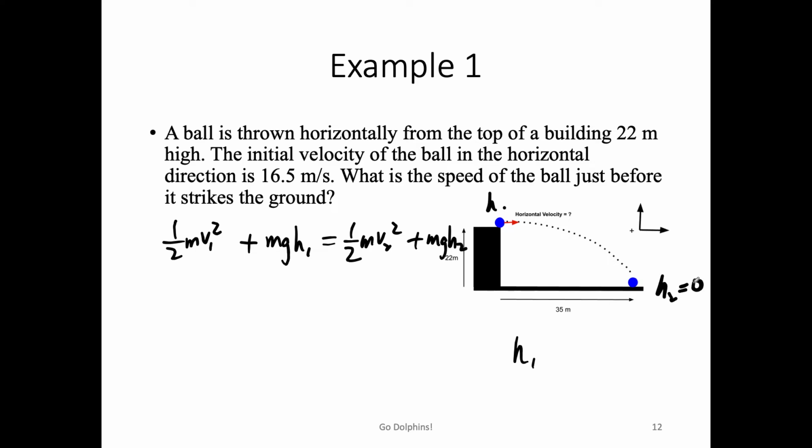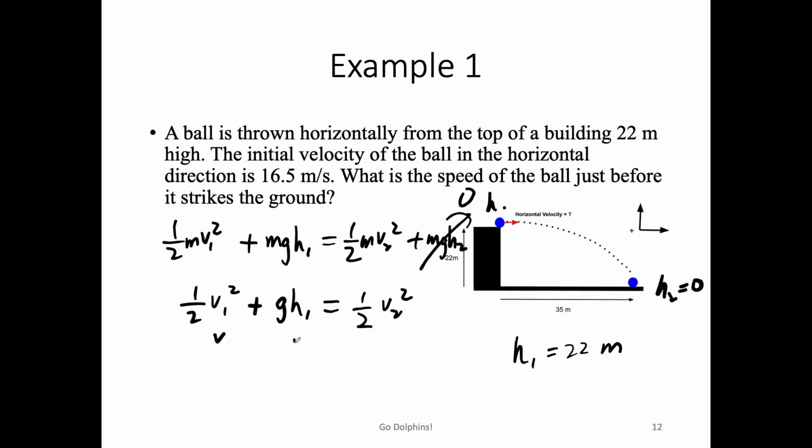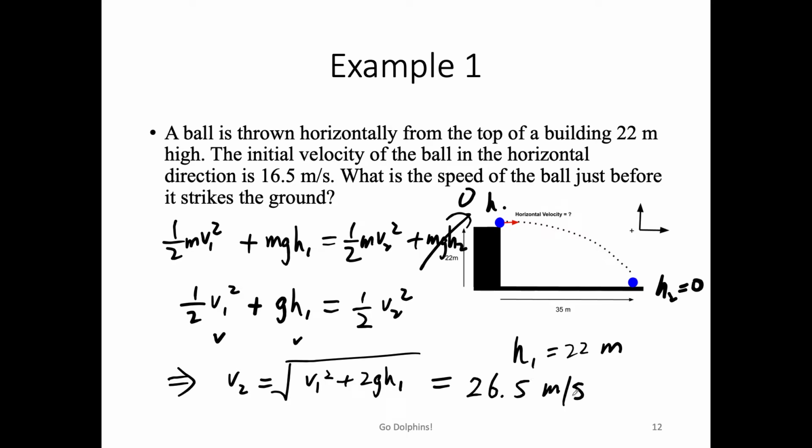I can just choose my h2 to be 0. So my h1 is 22 meters. And I do see m in each of the terms, so actually I can divide m out of each term, and with h2 being 0, I can arrive at this equation. Now I do know what is V1, I do know what is h1, so I can solve for my V2. In symbols, it should be the square root of V1 squared plus 2gh1. Plugging in all the numbers, I find my V2 is 26.5 meters per second, which is consistent with what we got before, right? Okay, next example.